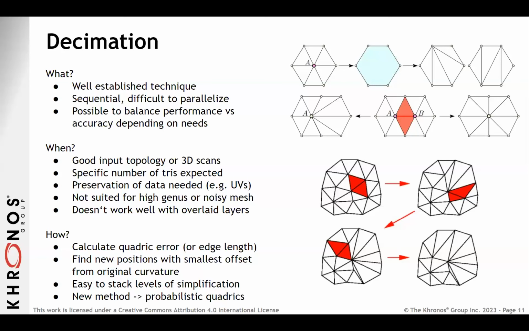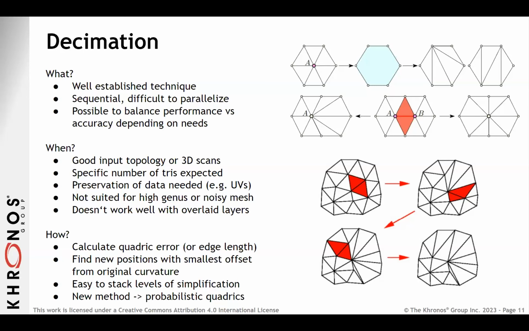Now I just want to mention this briefly. There's a new method, there was a paper in 2020 about probabilistic quadrics, which is a bit different way of calculating this error, but to be honest, this is a bit outside of my comfort zone to discuss. I just wanted to mention that even though this is an established technique, there are still papers on how to make this calculation more accurate.